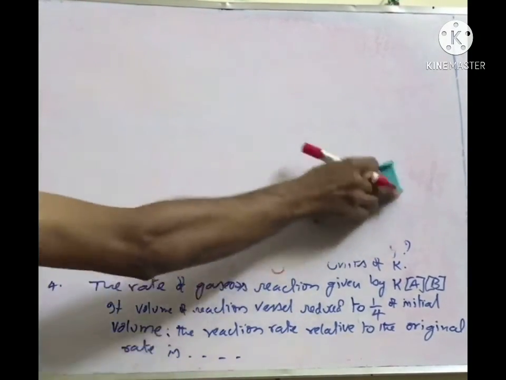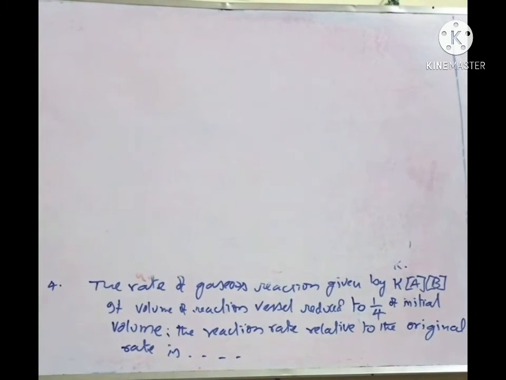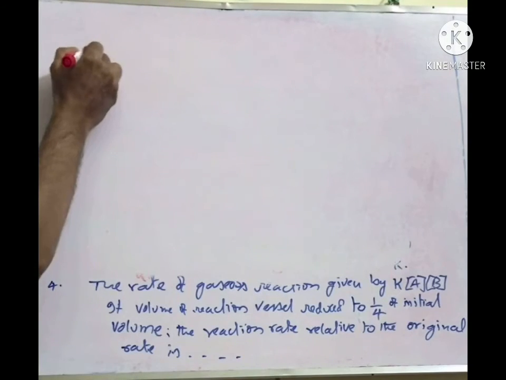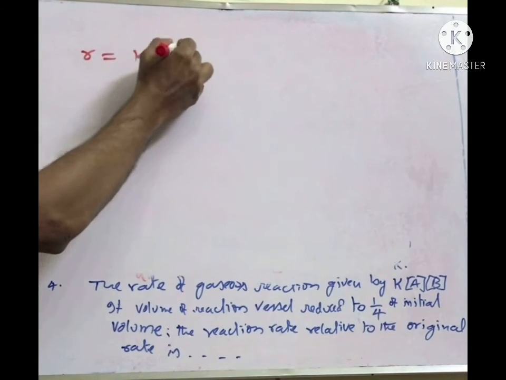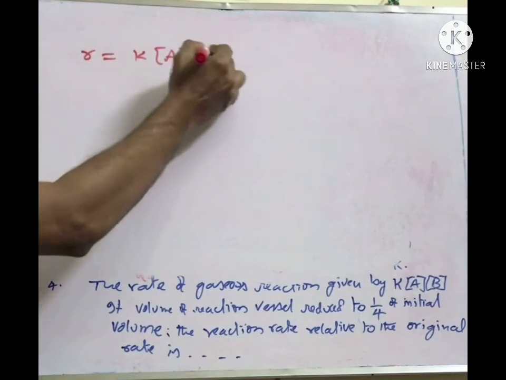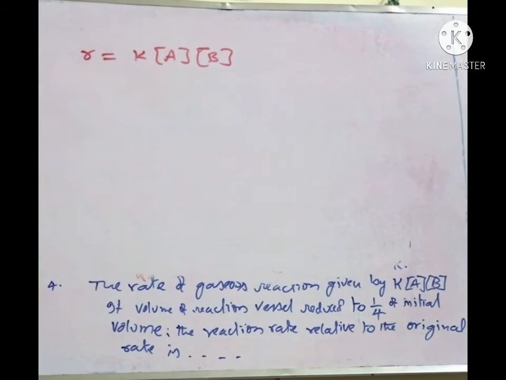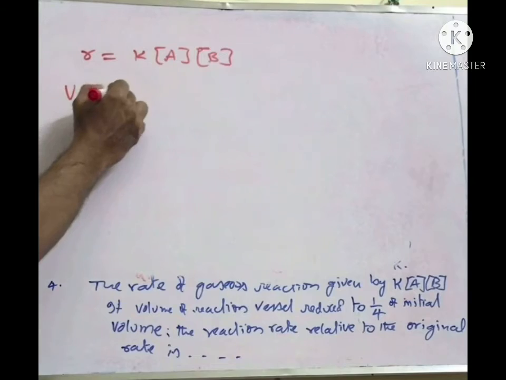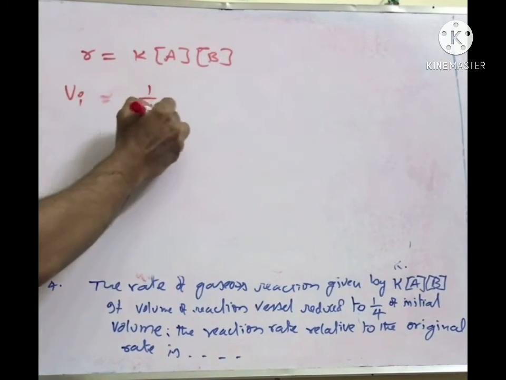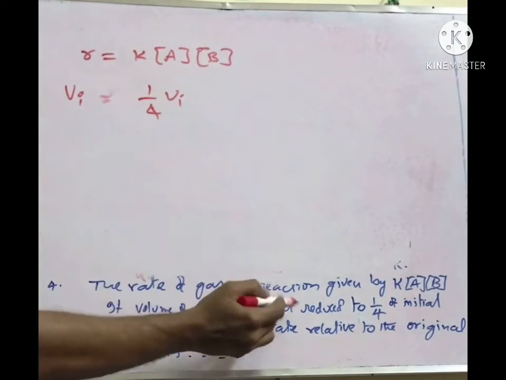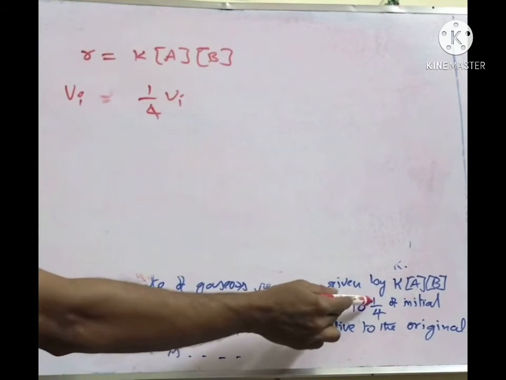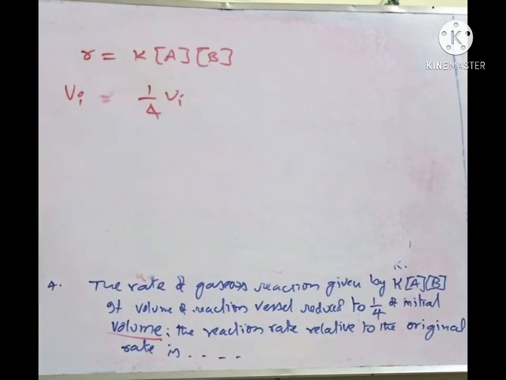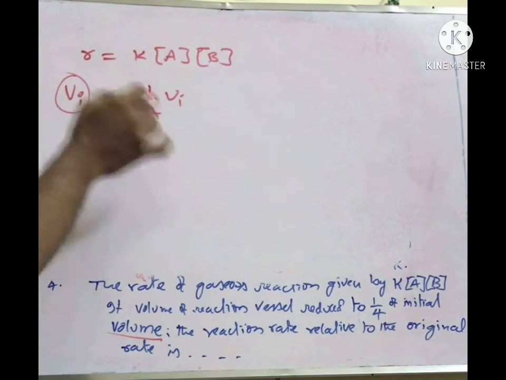Next, you see the next question. The rate of a gaseous reaction is given by R equals K into concentration of A into concentration of B. A and B are gases. It was carried out in a reaction vessel. If the volume of the reaction vessel is reduced to 1 by 4, so initial volume VI, now the volume is reduced to 1 by 4th of the initial volume.